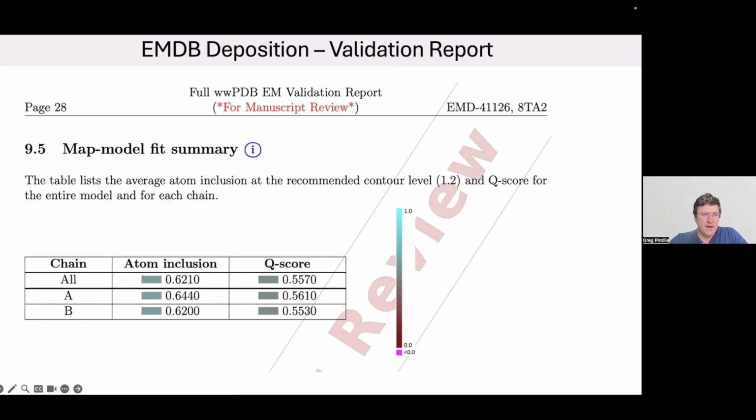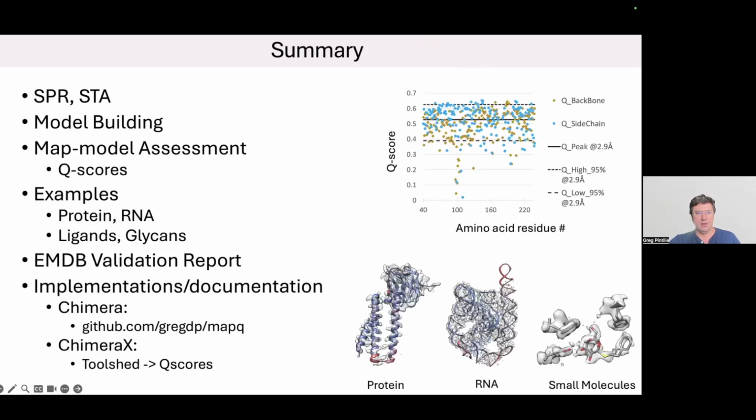They're also reported in the validation report at a per-chain level. Much like the plot I was showing before, this is the overall Q-score for each chain. Each chain can represent a different protein, a different RNA segment, or different small molecules. So you can look at the Q-score for those, and it also reports the atom inclusion. Comparing the Q-score to the expected value can help you determine if you should look at each chain a bit more carefully. And that's pretty much it.